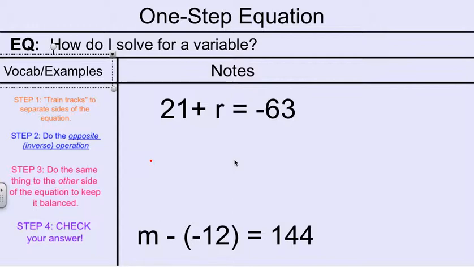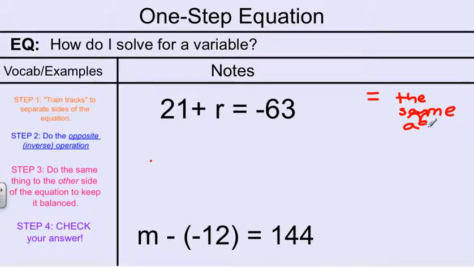When I'm talking about equations, remember we're talking about a balance beam. This symbol here stands for equal. 21 plus r is equal to negative 63. Or we can look at it as being the same as. This equal sign really means the same as.